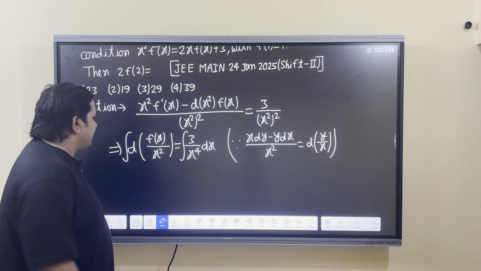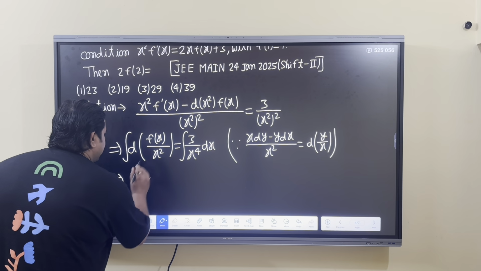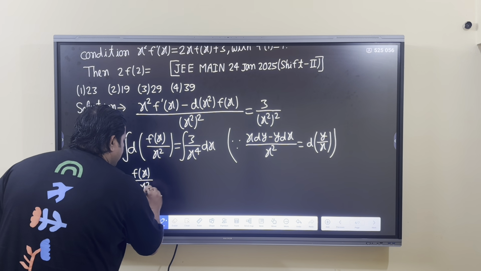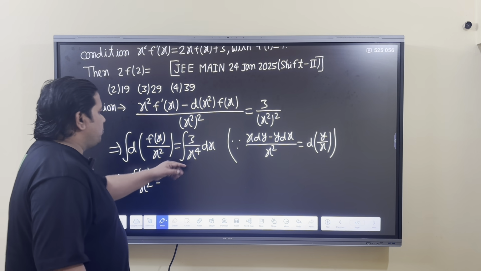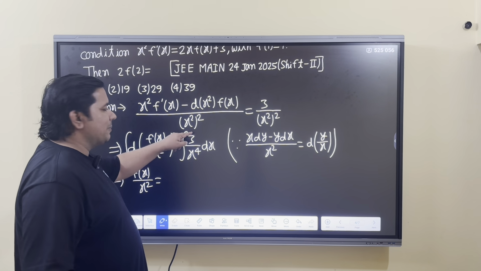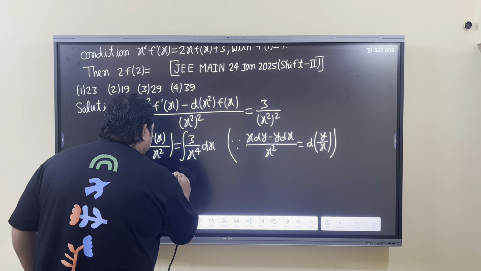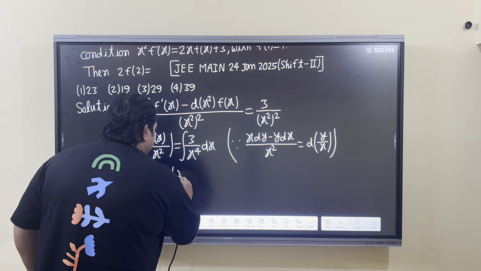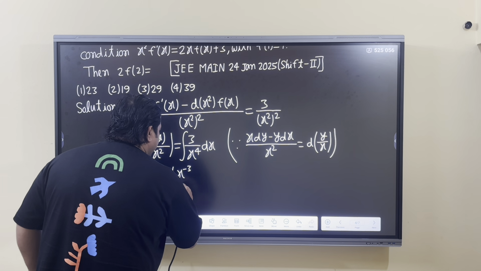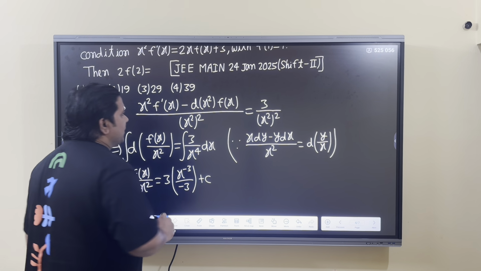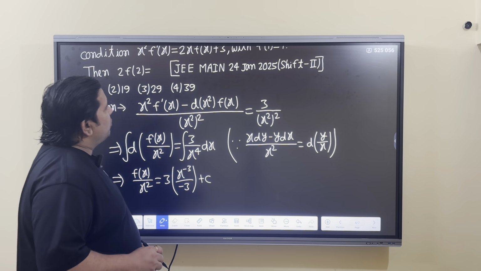Now when we integrate both the sides, on the left side d will be gone, so we'll get f of x by x square, and on the right side 3 by x to power 4, when it goes up it will become x to power minus 4. What is the integration of x to power minus 4? It will become x to power minus 4 plus 1, minus 3, divided by minus 3, plus constant. Now what is given?